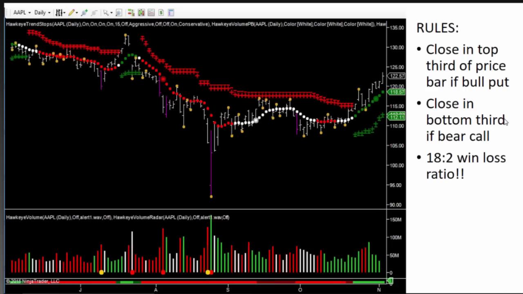How do we trade iron condors? To be honest, I don't trade iron condors very much. Really, I would prefer a butterfly to trade a range bound trade. This would be an ideal place to trade an iron condor when you see something in congestion like this.